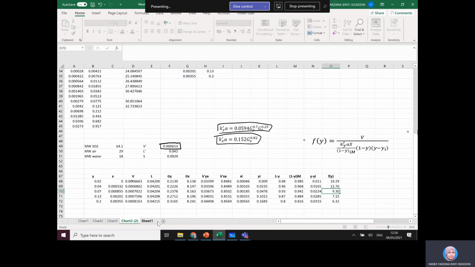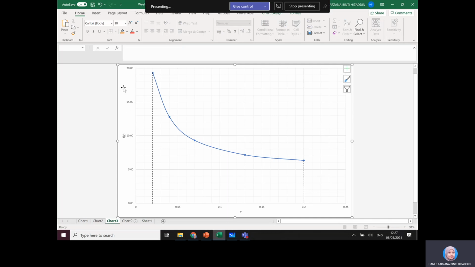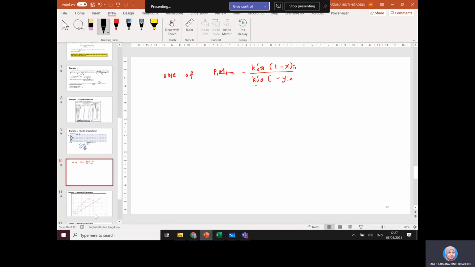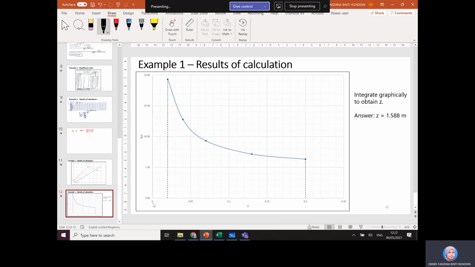Going back to this table here, this is Fy and this is your y. So you plot Fy versus y. So at 0.2, this is your Fy, and at 0.02, this is your Fy, and these are the intermediate. So you integrate this curve graphically or numerically, using whatever numerical methods that you have learned before to get the tower height. After you integrate, you will get the tower height. The answer is 1.588. I encourage you to repeat this example on your own using Excel to see if you get a similar or very close enough answer to this example.